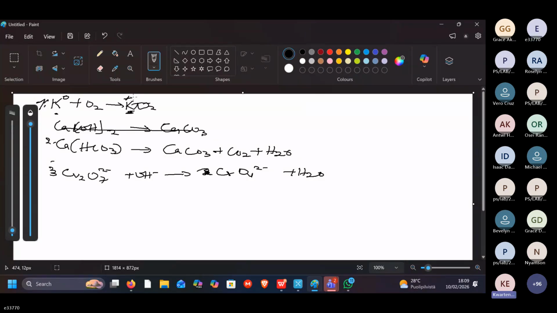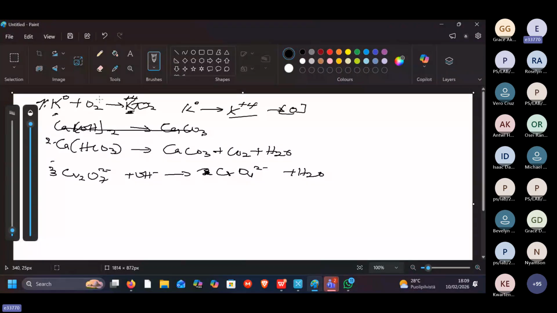Plus 4. Yes. So potassium at the reactant side was 0, and now potassium is plus 4. So that means that it is going through oxidation. Do you agree? Yes, sir.